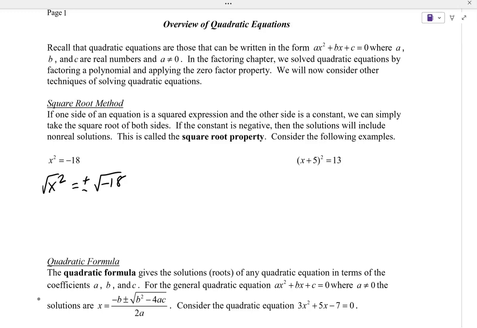Okay? So, when we simplify the left-hand side, we would just have an x. On the right-hand side, now we want to try to simplify this radical. Now I've got the square root of negative 18. If I want to simplify this radical, we always handle the negative first. How do we handle the negative under the square root? I, right?